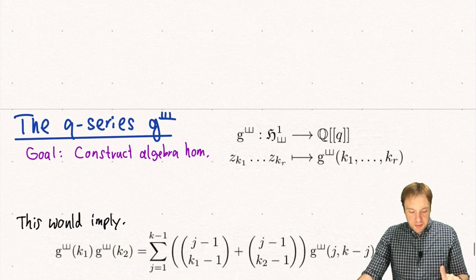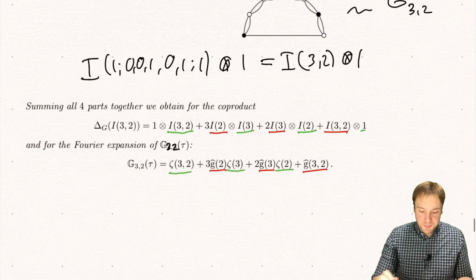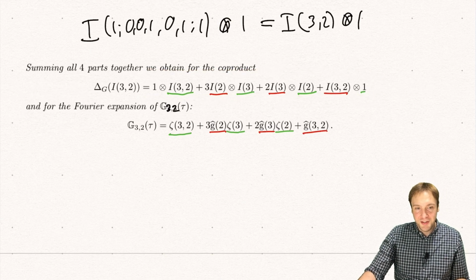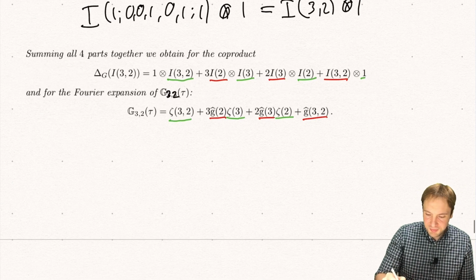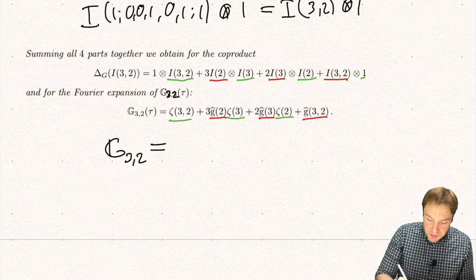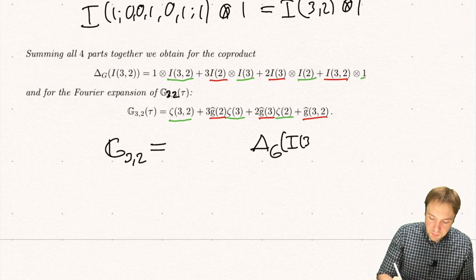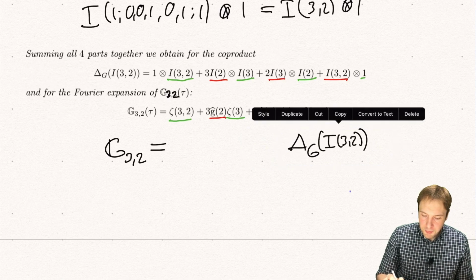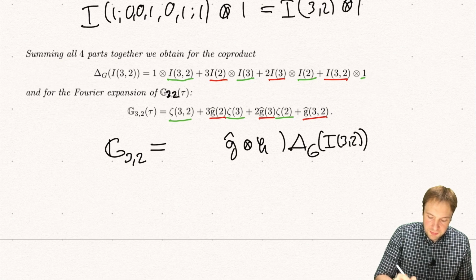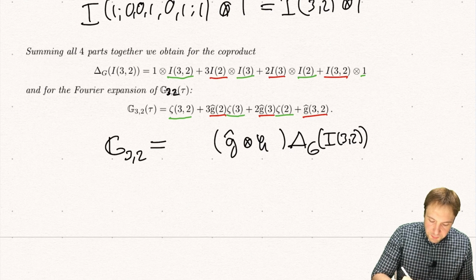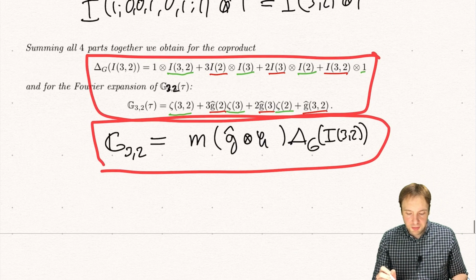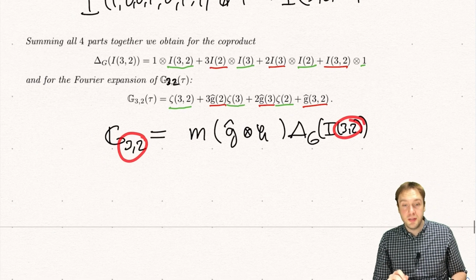So therefore, what does this mean? What this comparison here means is that this G32 is the same as if I take the coproduct of I32 and then on the right-hand side I apply the zeta map, and on the left-hand side I apply this g hat, and then I just multiply them, then we see that we have this equality here, which we can see in this picture here. And the statement is that for arbitrary indices, this equality is true.